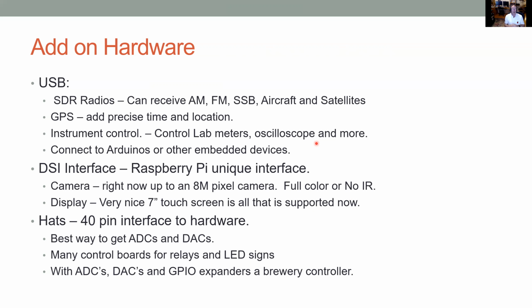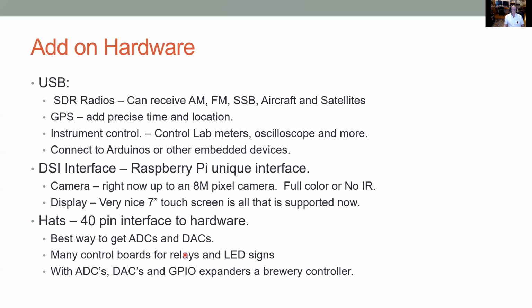Some nice other features are the DSI interface. This is the way you can connect up a camera and a display. So this is a really nice camera, very easy to hook up, and you don't use a USB port. It's actually much faster as far as the interface. And of course, the display gives you a nice touchscreen, 7-inch for very low price.